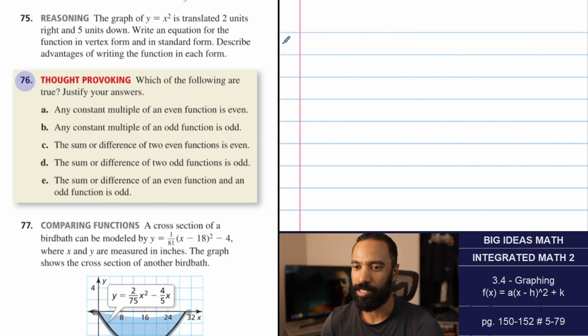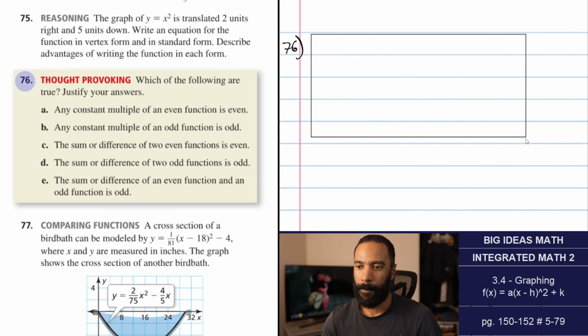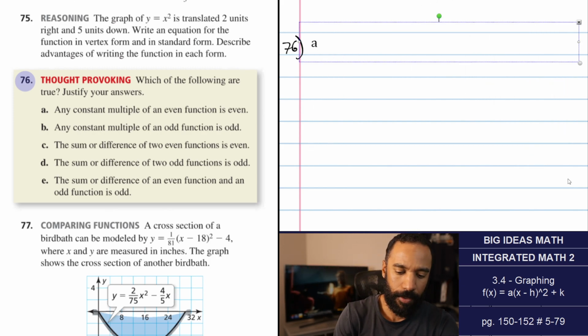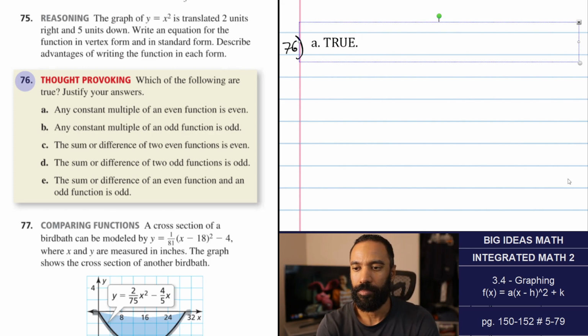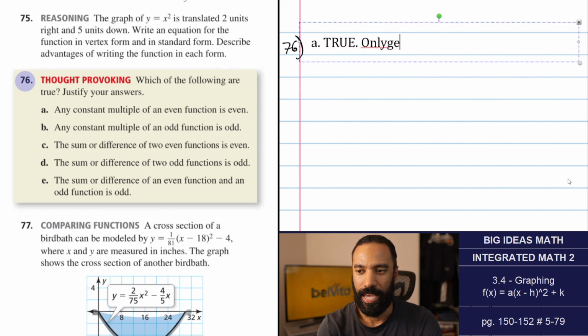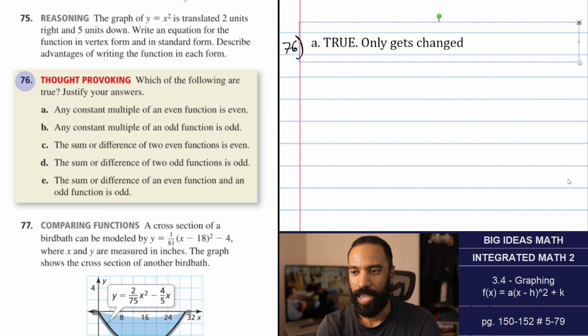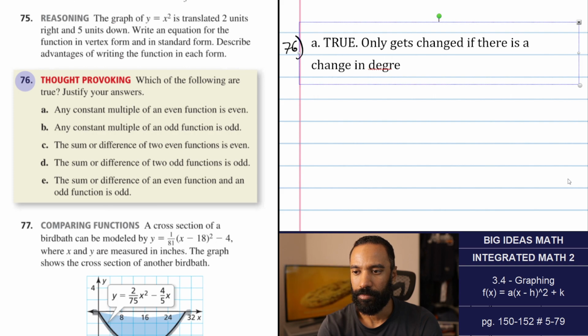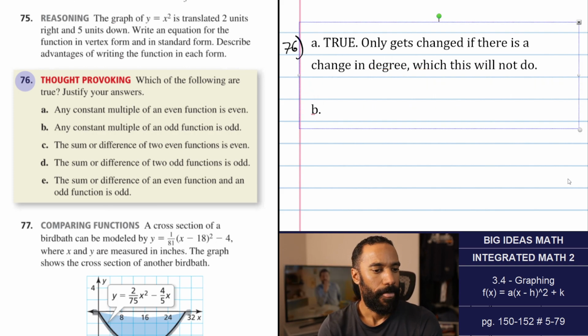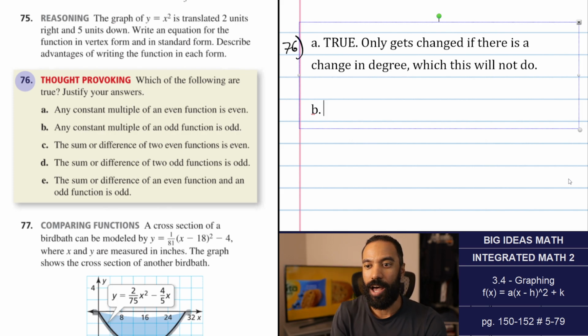So 76 A was true. It only gets changed if there is a change in degree, which this will not do. Okay, B. Any constant multiple of an odd function is odd.